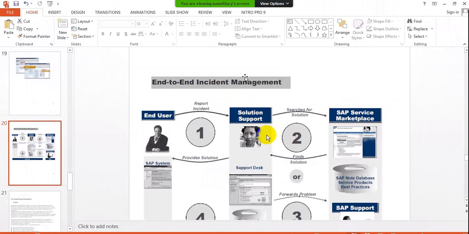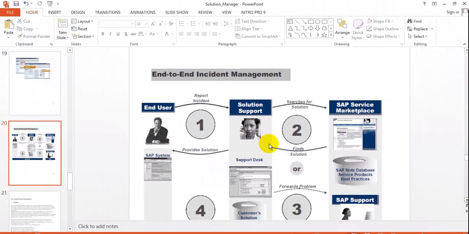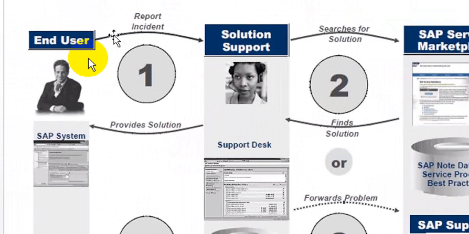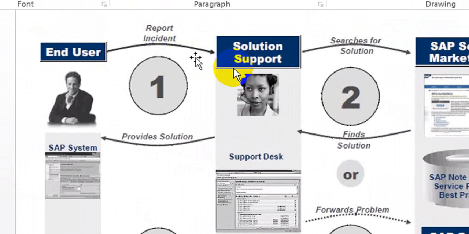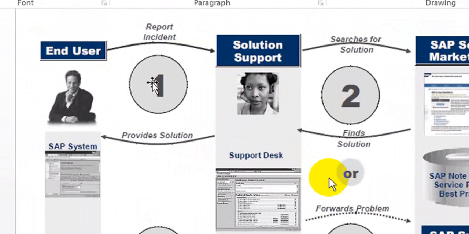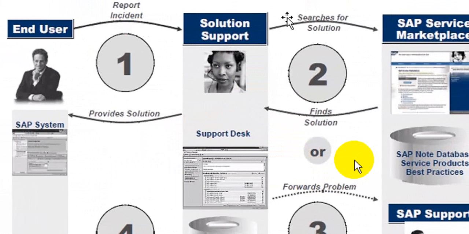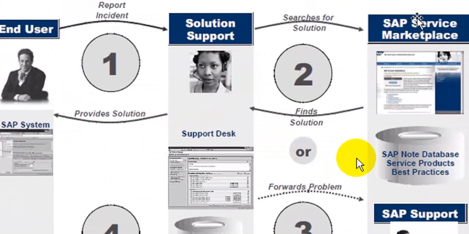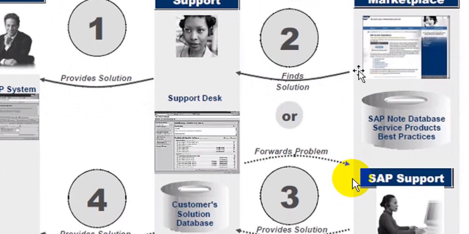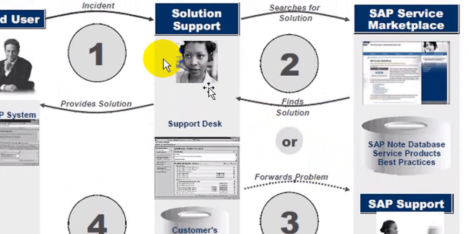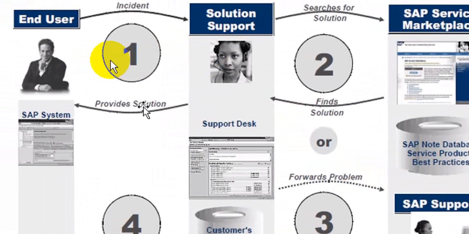This is the end-to-end incident management. End user will report one incident. He needs one information. Because of one error in this system, they will report the incident to the solution support. They will ask for a solution from the service marketplace. Service marketplace has a solution to that incident. They will directly give the reply, support, they will provide the solution.